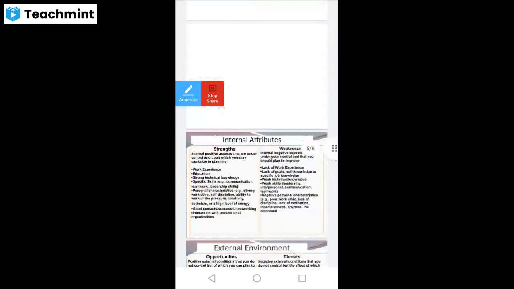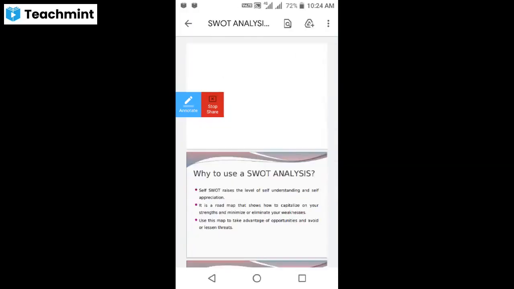Now this is from one point of view. I will show you another analysis.